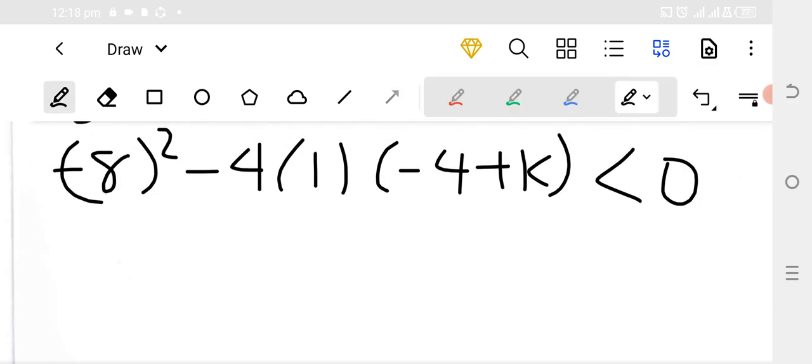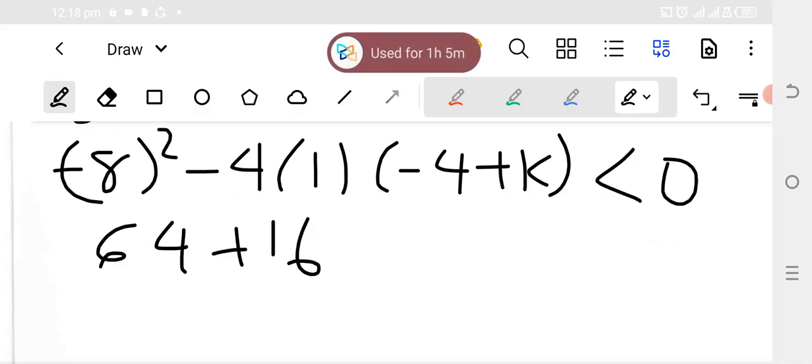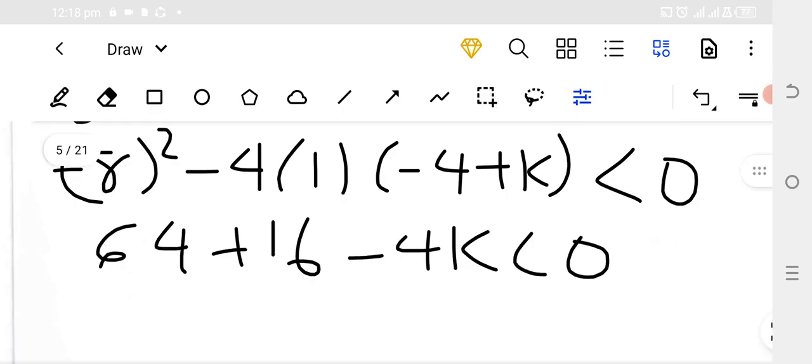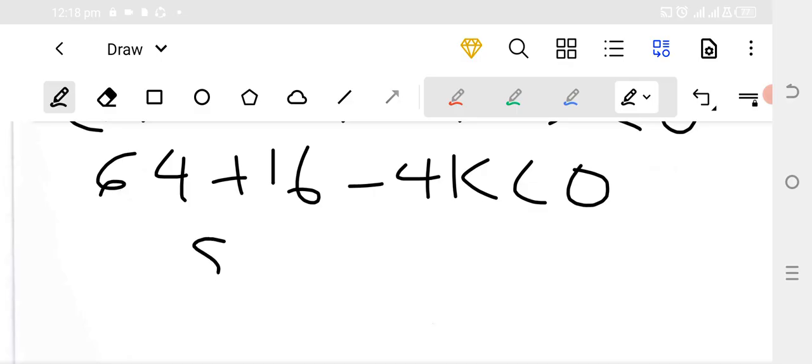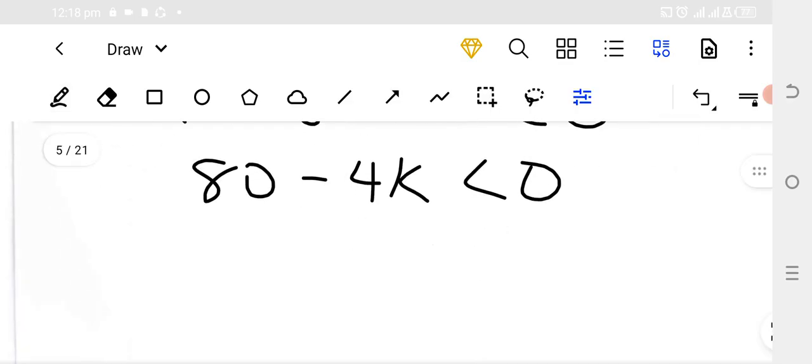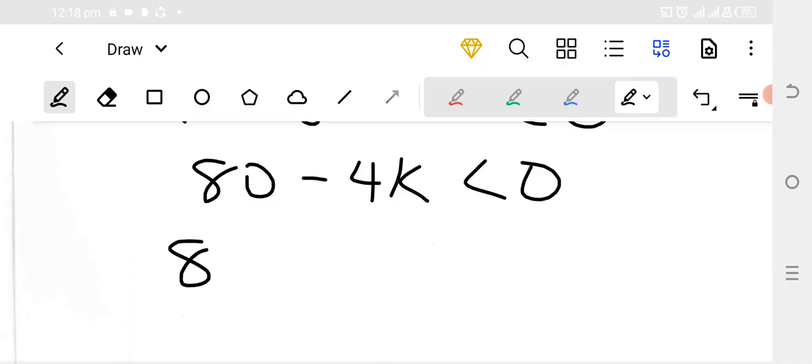To continue, it's going to be 64. Negative 4 multiplied by a negative 4, you are going to have plus 16. Negative 4 multiplied by a negative k, you are going to have minus 4k is less than 0. To continue, you are going to have 80 minus 4k is less than 0. So 80 is less than 4k.